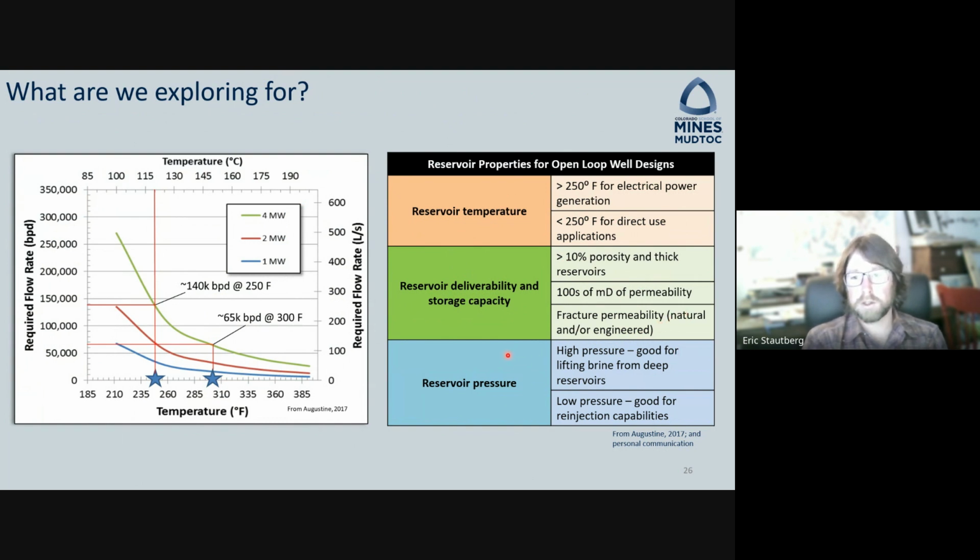Pressure is kind of a double-edged sword. Pressure is good for lifting brine from the deep reservoirs because oftentimes to find these high temperatures, they're in the bottom parts of these basins, the deepest parts of these basins. But then if you're going to have a high pressure reservoir, it's going to be hard to re-inject back into that reservoir. You're going to end up having a lot of parasitic loss using electricity to re-inject into these high pressure reservoirs. Alternatively, low pressure is good for re-injection capabilities, but you're going to have to, of course, burn some electricity pumping that water from these deep reservoirs.